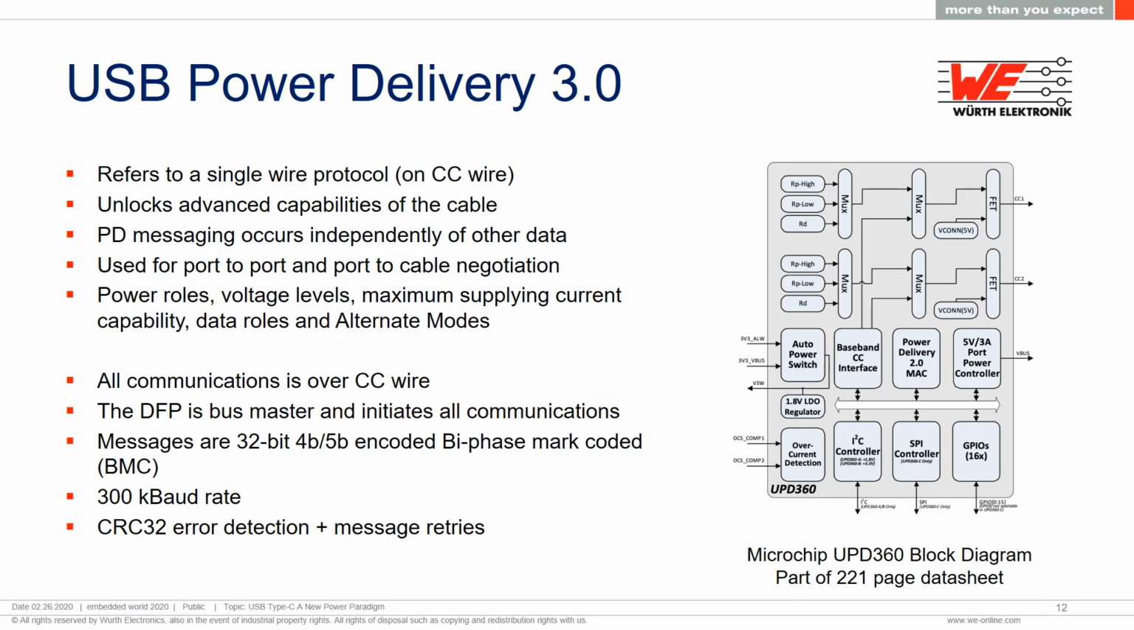The down-facing port is the bus master, and it initiates all the communication messages, which are in a 32-bit biphase mark format, running at 300 kilobaud with error detection. You can see from this block diagram that things are getting a lot more complicated.